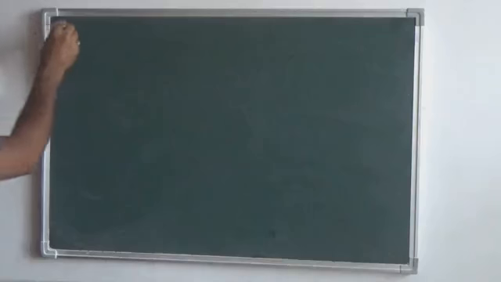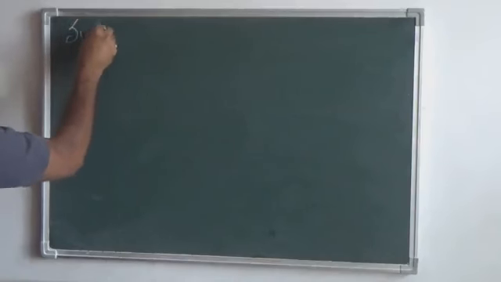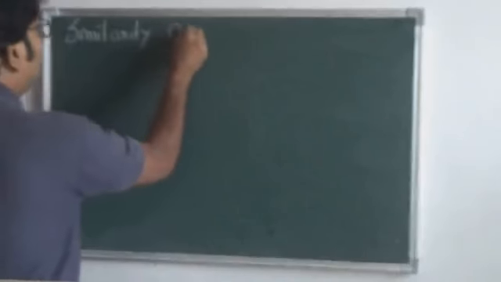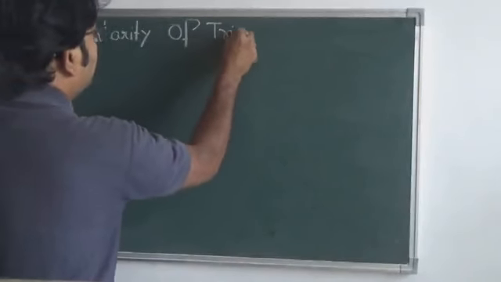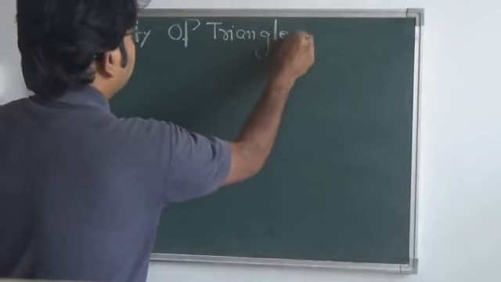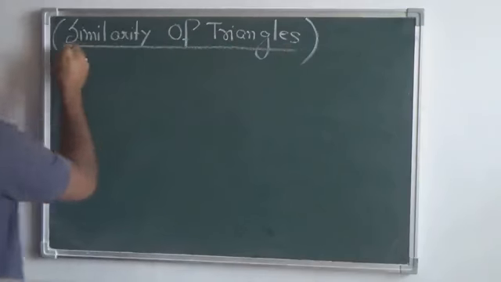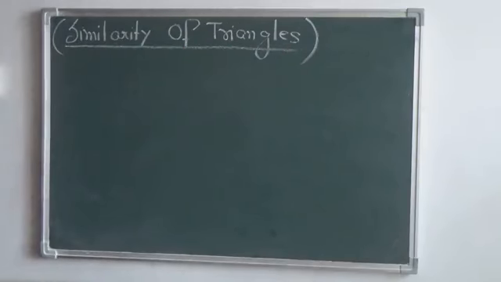So today we are going to start with the chapter Similarity of Triangles. In the previous class you have studied about the congruency of triangles. Here we will be discussing about the similarity of triangles. Now, what is the difference between congruency of triangles, means congruent triangles, and similar triangles?